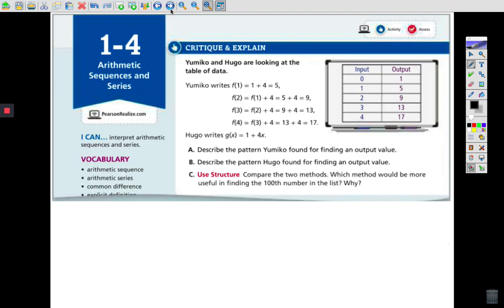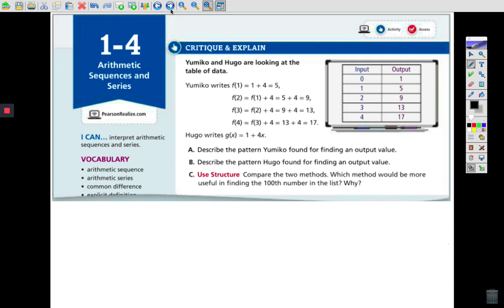All right, so today we're taking a look at arithmetic sequences and series. I know you've seen this in algebra 1, at least some of it. I know that's been a while for some of you, though, so we're just going to review what's going on here.